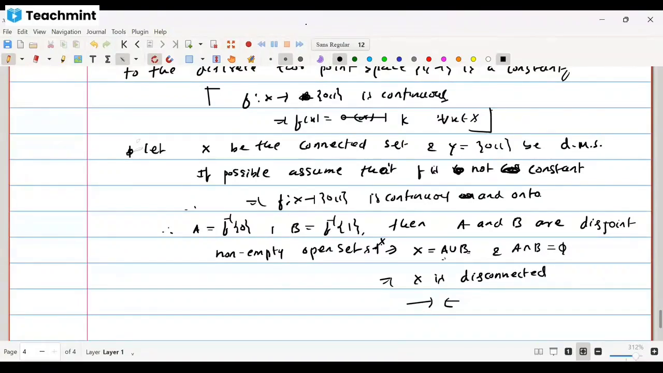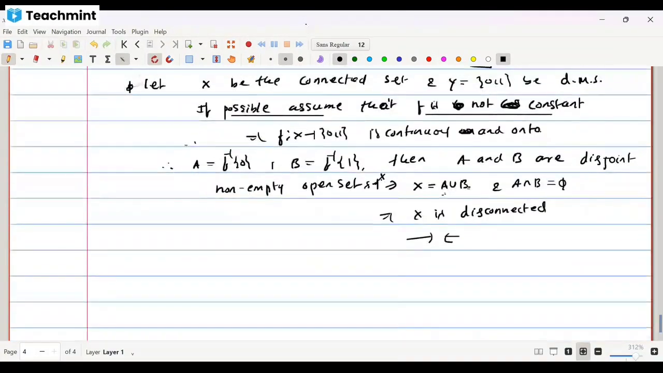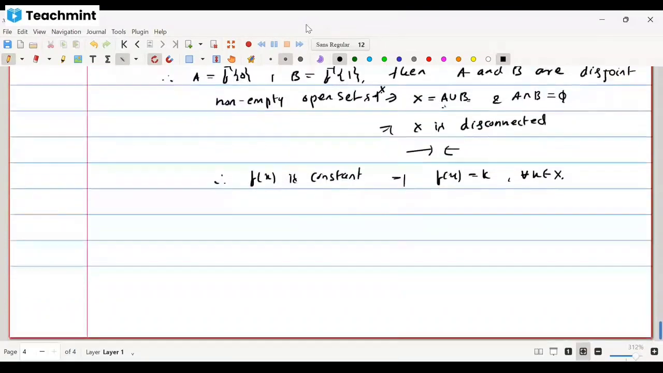So our assumption that f is not constant is wrong, therefore f should be constant, which implies that f(x) equals k, where k is any constant, for all x belonging to capital X. Is it okay? Next one.